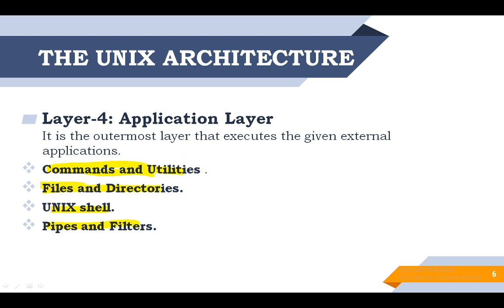Files and directories: as we know that Unix has its own file structure, so the user can directly communicate with those files and directories. The Unix shell will be used to interpret the commands which have been entered by the user. Pipes and filters are there. By using these pipes and filters, the user can write a complex program by making it from small ones.